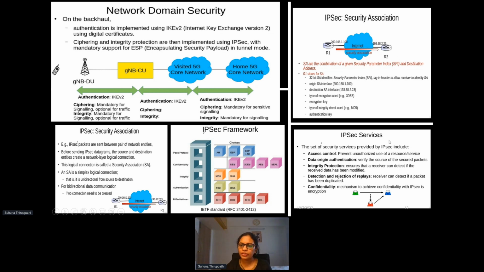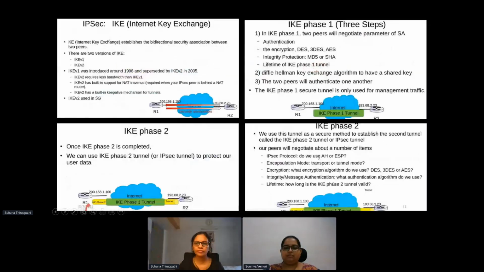So what are the services provided by IPsec? It prevents unauthorized access and unauthorized use of resources and services, and it verifies the source of the security packets using data origin authentication. Integrity protection ensures that the receiver can detect whether the data the sender sent has been altered or duplicated in between. All these functionalities are provided by IPsec services: integrity protection, detection and rejection of replays, and confidentiality.